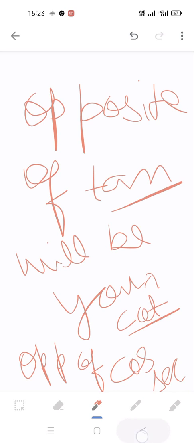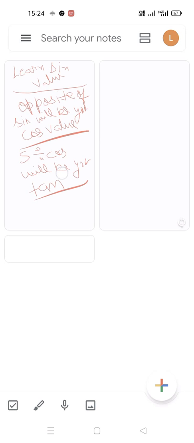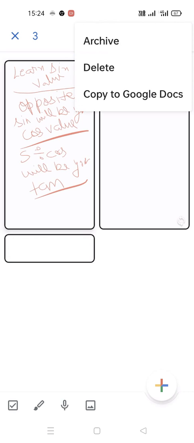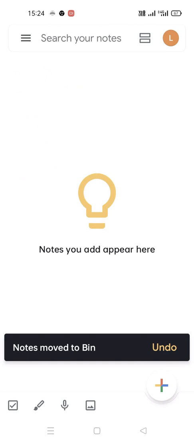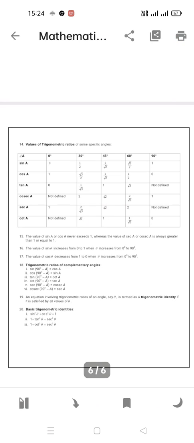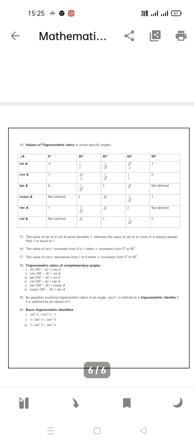These are the points. You can learn them for remembering the trigonometric table. For remembering the trigonometric table, you need to learn the points which I told you right now. So if you want, you can take a screenshot of this trigonometric table.